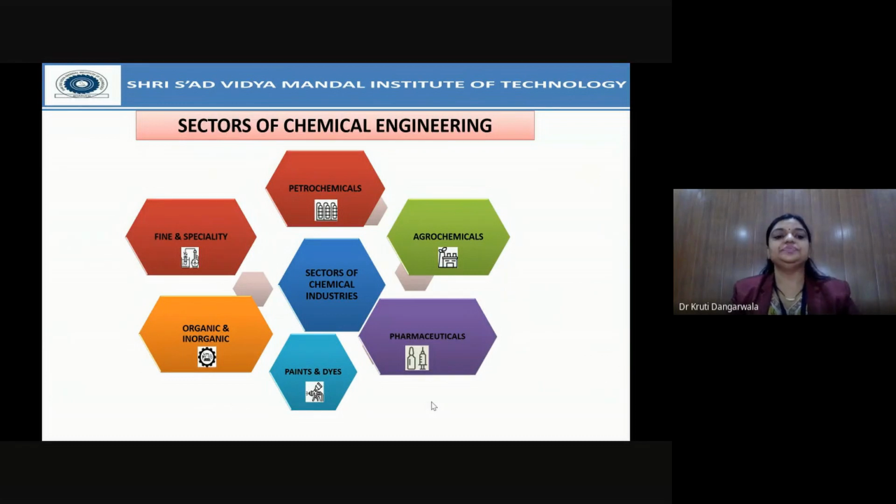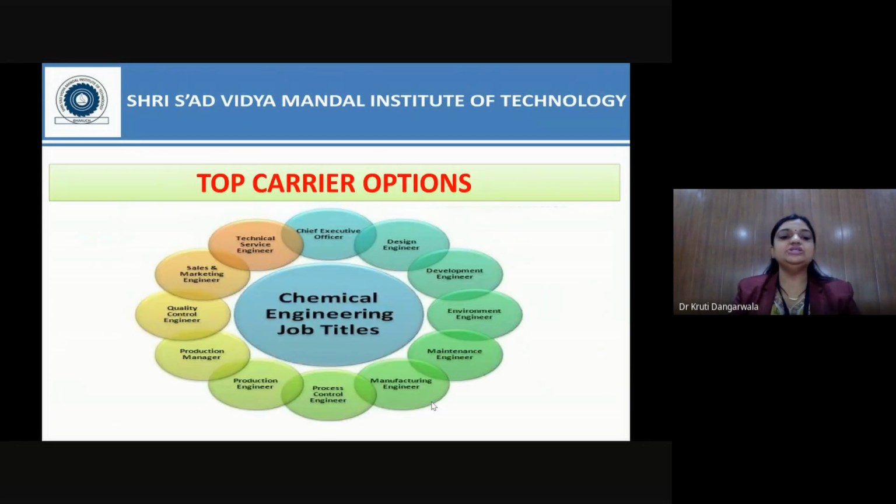Now, there are various domains of the chemical industries: petrochemical, agrochemicals, pharmaceutical, paint and dye, organic and inorganic chemicals, fine and specialty chemicals. Chemical engineers have a wide scope ahead of them. They can work as a design engineer, process engineer, project manager, CEO, environmental engineer, research and development engineer, etc. He can be an entrepreneur by owning his own industry.